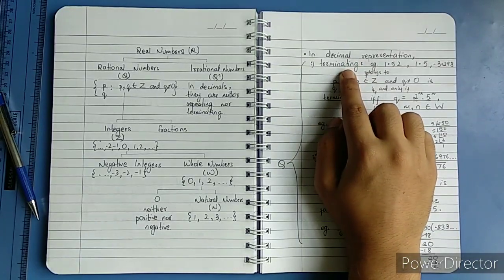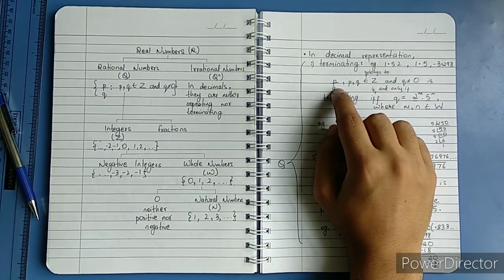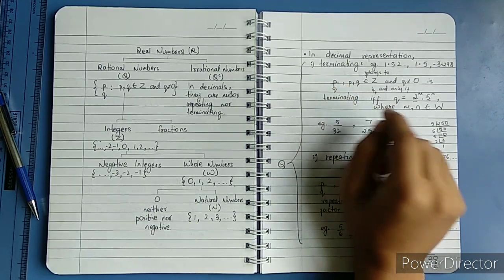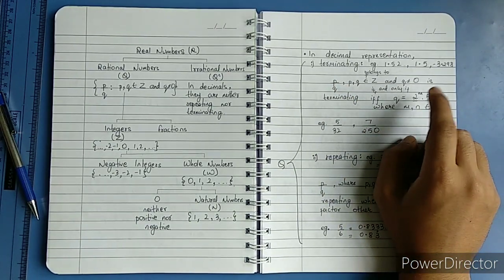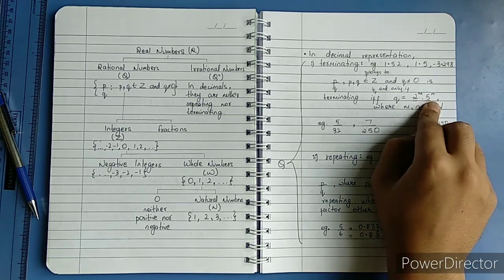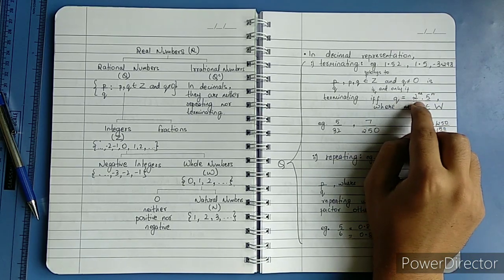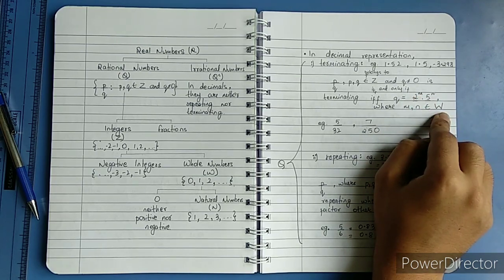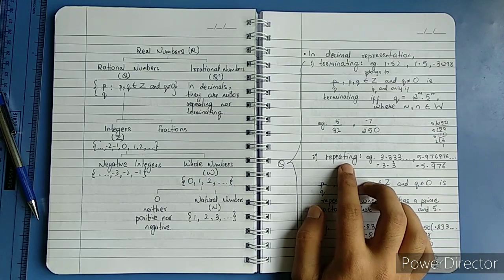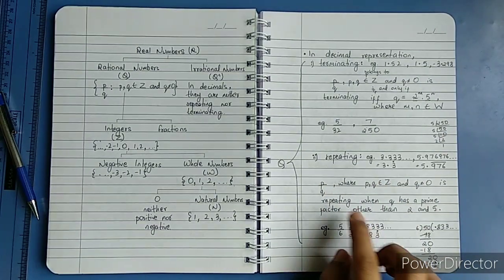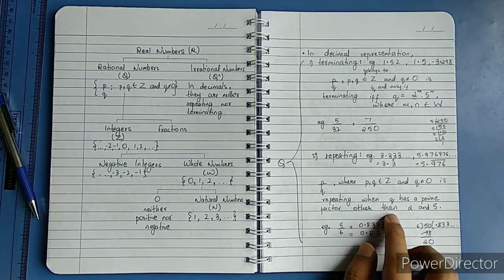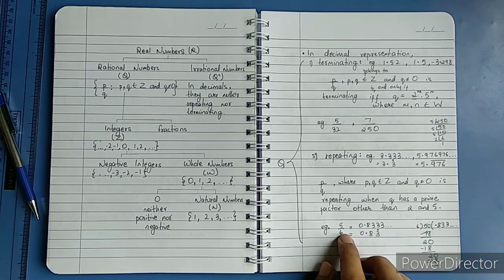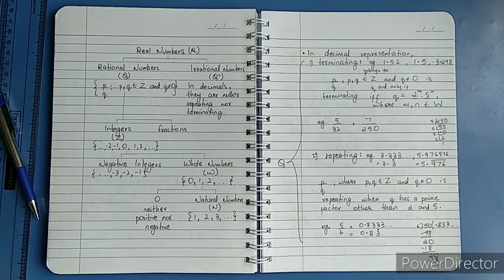The expansion is terminating when, in the rational number p by q, the denominator has 2 and 5 as its factors. Means we are taking q as multiples of 2 and 5 only, where m and n are whole numbers, and they will be repeating if q has a prime factor other than 2 and 5. Say like 5 by 6. So 6 is 2 into 3. It has a prime factor other than 2 or 5. So 5 by 6 becomes repeating.